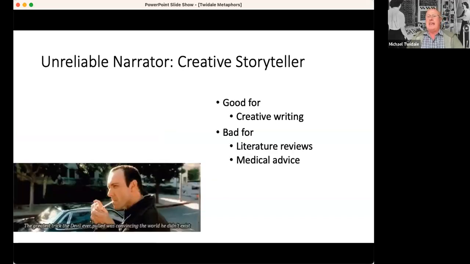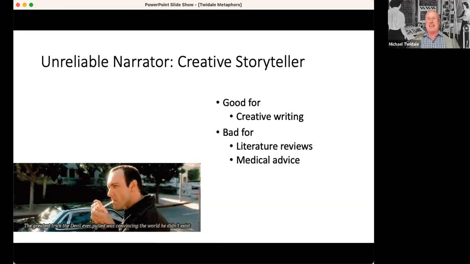Second one is ChatGPT as an unreliable narrator, a very creative storyteller that makes stuff up. Really good for ideas, really good for generating novel things, really good for creative writing. Absolutely dreadful for literature reviews or medical advice. It'll make things up. And again, we asked ChatGPT who's one of these unreliable narrators? And it suggested one that Smith and I really liked because we had seen the movie The Usual Suspects.